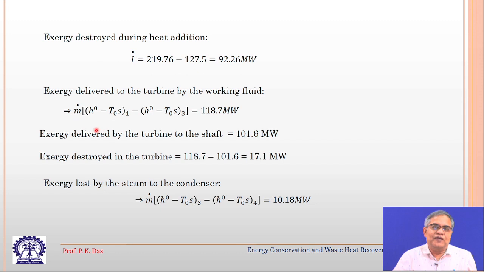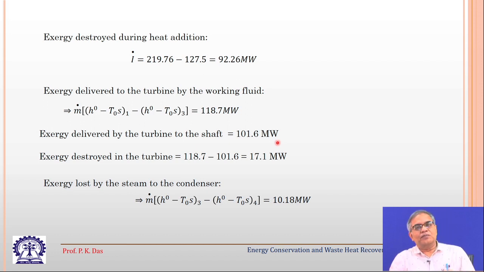So, this also we can find out, that we know what is the inlet condition, from that inlet exergy and what is the exit exergy. So, the working fluid is giving this exergy, the difference is the exergy given by the working fluid in the turbine. So, this is 118.7 megawatt. So, exergy delivered by the turbine to the shaft is 101.6 megawatt.